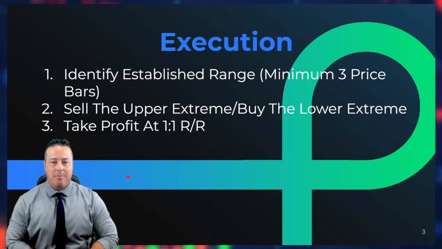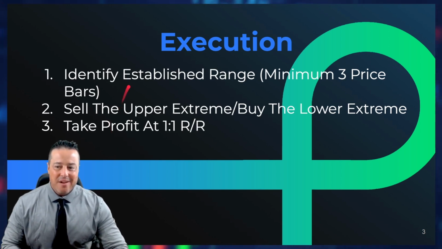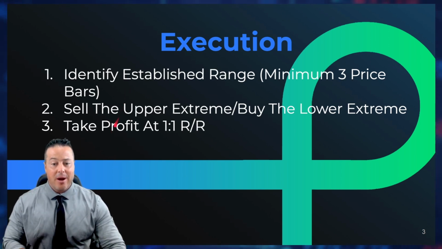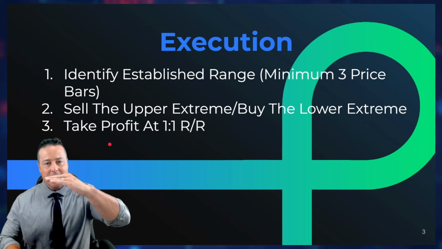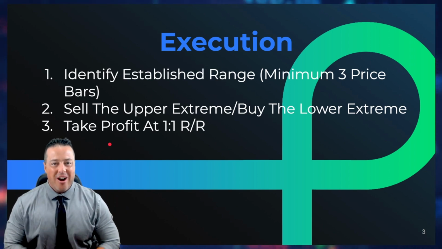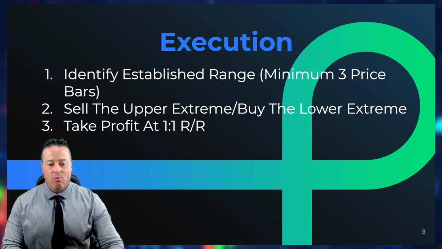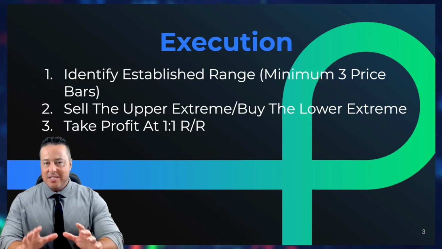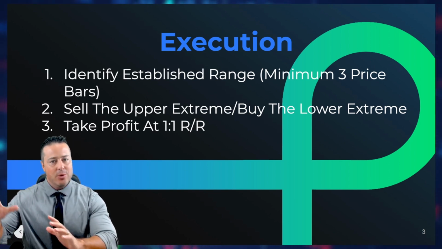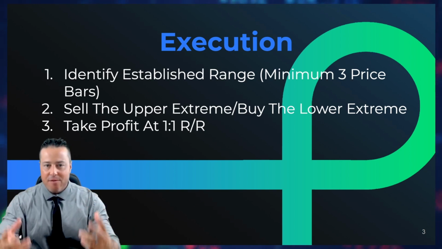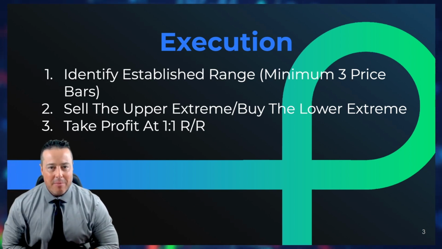Execution is 3 easy steps, just like trend. First, you have to identify your established range, minimum 3 price bars. Then we just sell the upper extreme and we buy the lower extreme. Our take profits are at 1-to-1 risk versus reward. Once again, they're conservative. This isn't trend trading. We're not looking to get a huge directional move. We're not looking to make a fortune. We're not buying crypto and looking to be a crypto millionaire.